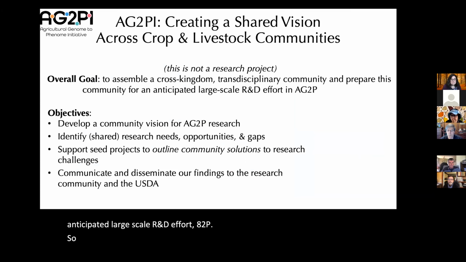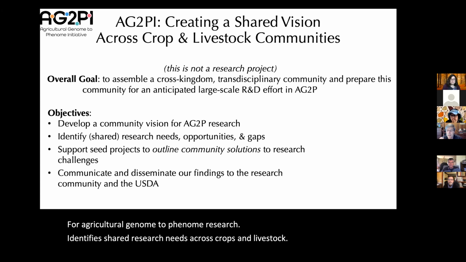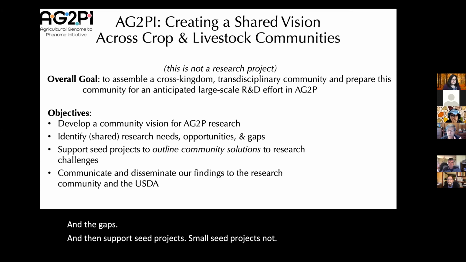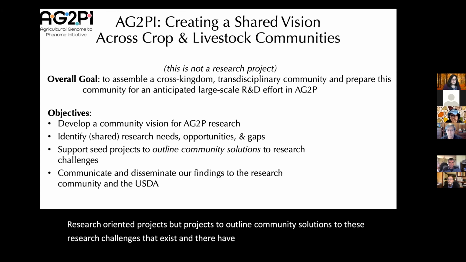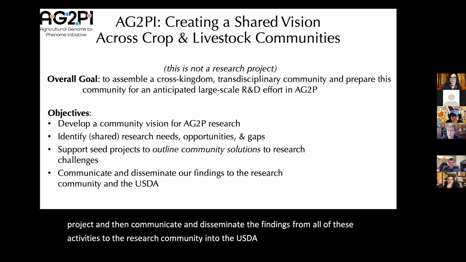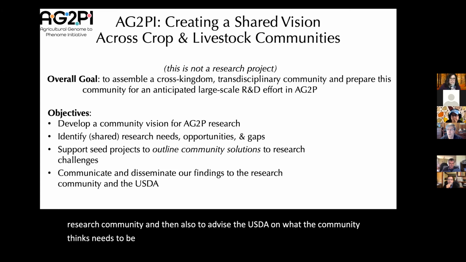So our objectives are to develop a community vision for agricultural genome to phenome research, identify shared research needs across crops and livestock, identify the opportunities and the gaps, and then support small seed projects, not research-oriented projects, but projects to outline community solutions to these research challenges that exist and that have been identified as part of this project. And then communicate and disseminate the findings from all of these activities to the research community and to the USDA to further engage the research community, and then also to advise the USDA on what the community thinks needs to be done and the sorts of solutions that we're looking for. And they'll use this as they develop future RFAs.